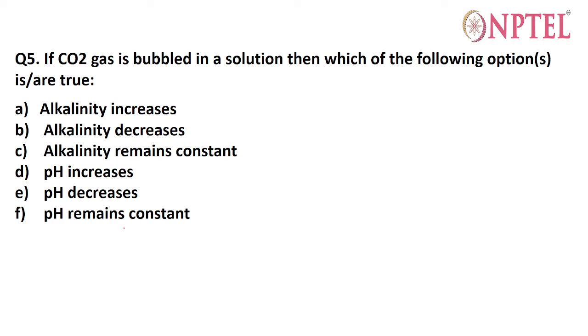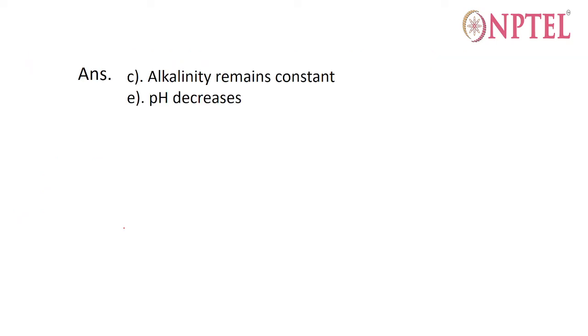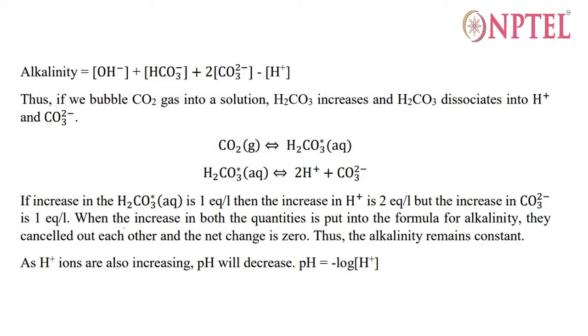Let's go for the solution. So the correct answers are: alkalinity remains constant and pH decreases. So we will see how to solve this. First of all, this alkalinity I already discussed. This is the definition. And if we bubble CO2 gas in the solution, then what will happen?